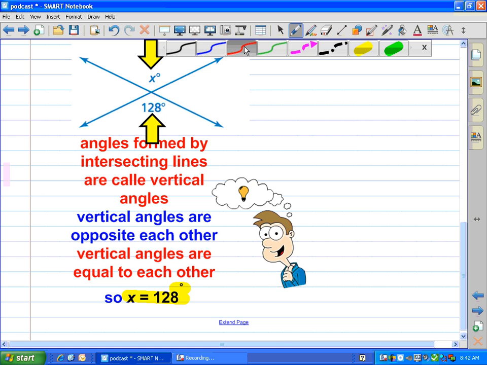So, easy pleasy. Kind of like as easy as the Cubs make it to lose. If this is 128, this has to be 128.